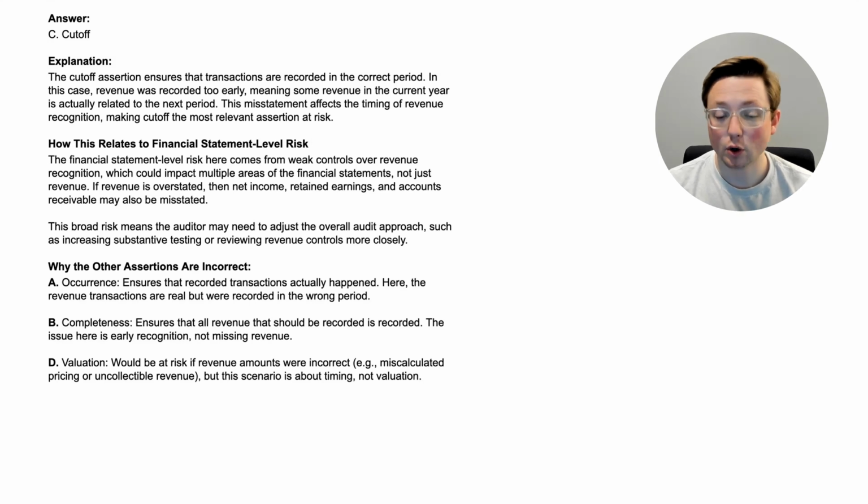The issue here is early recognition, not missing revenue. And then option D was valuation. Valuation would be at risk if revenue amounts were incorrect. And so that would be things like miscalculated pricing or uncollectible revenue. But this scenario is about timing, not valuation.